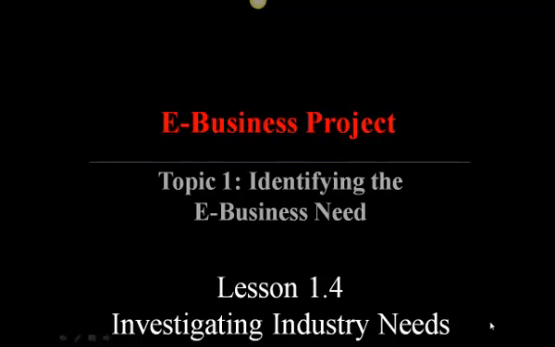So as we continue the concept of identifying the e-business need in topic 1, now we're moving into how we can begin to investigate industry needs. We've done some informal surveying of our peers, some observation of the world around us, and even of our own daily activities. And now we want to begin to specifically look at what's going on in the industry around us and how our e-business idea would fit into the particular types of industries.